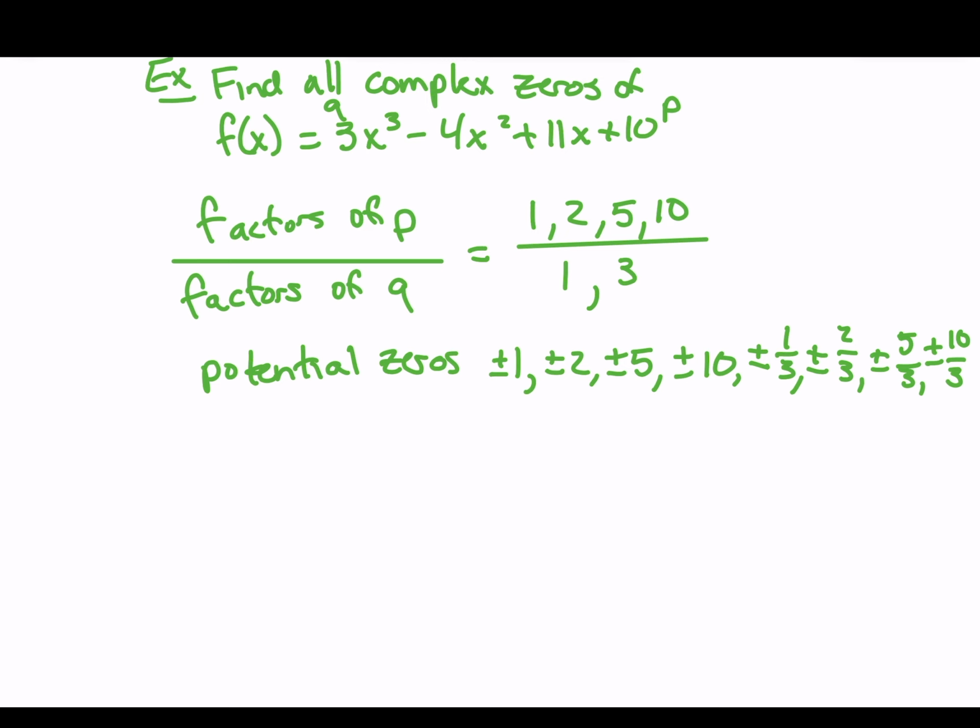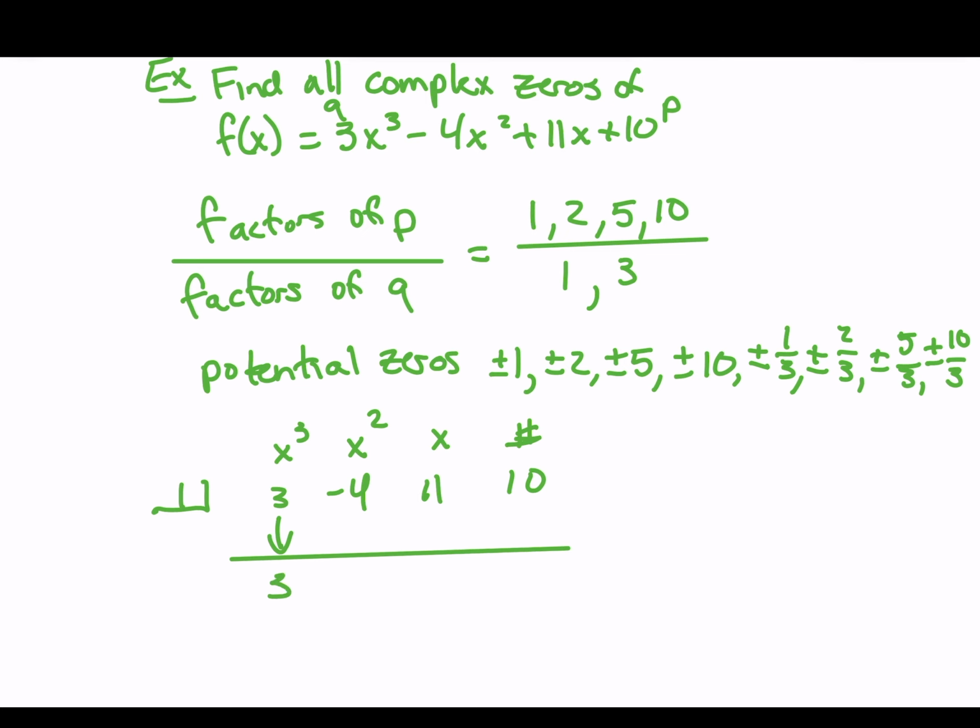So where do we want to start? Well, I think in this case I would want to try a whole number, just because I think the synthetic division would be easier. So let's try that. We'll just start with a positive 1. And so we'll write out our x cubed column, our x squared column, our x column, and our constant column. And then our coefficients are 3, -4, +11, and 10. And we're dividing out 1. Bring down our 3.